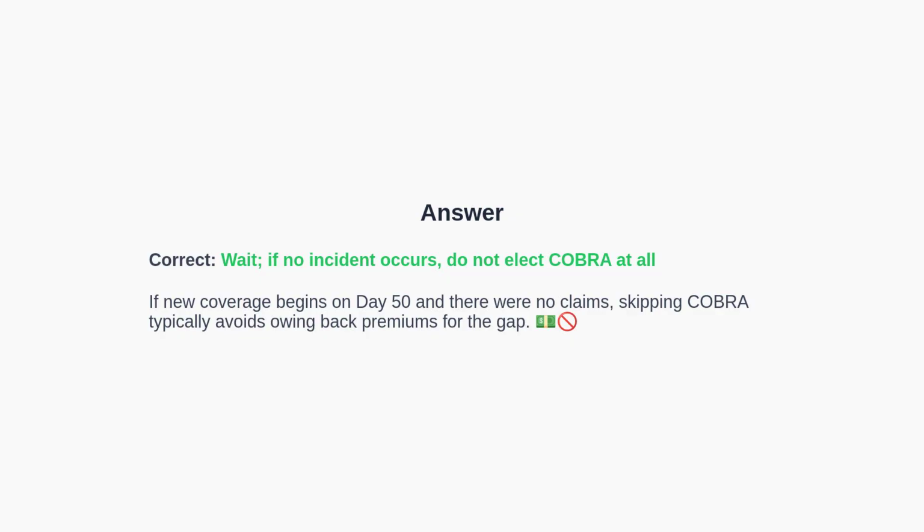The best answer is to wait, and if no incident occurs, do not elect COBRA at all. Because you had no claims during the gap, and your new coverage begins on day 50, electing COBRA would likely require you to pay back premiums for that period without providing additional benefit. By not electing, you avoid those costs.